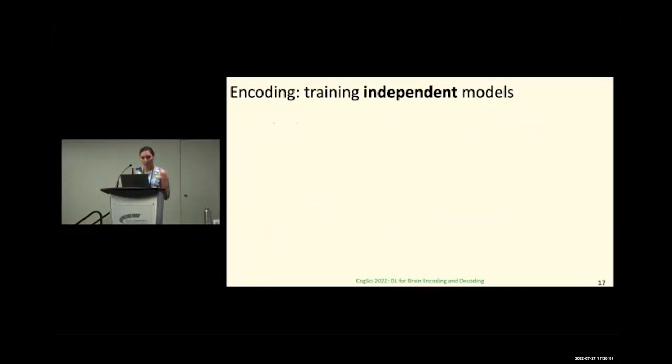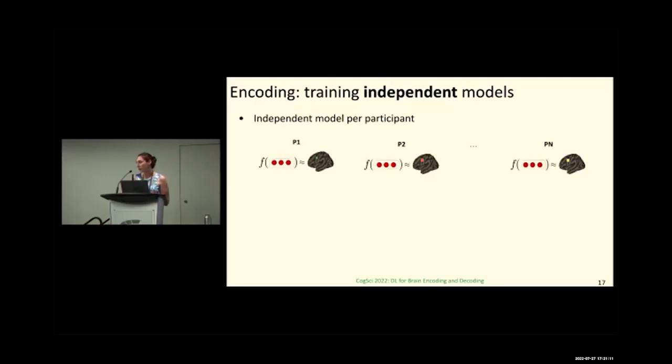Great, so one thing I wanted to point out here is that you may be wondering, how do we handle the output of the model? So do we predict the entire brain at the same time? How do we actually do this encoding model prediction? A very popular approach here is to train an independent model for each participant in the study. And some advanced models recently have started to use information from all participants, but this is a more standard approach here.